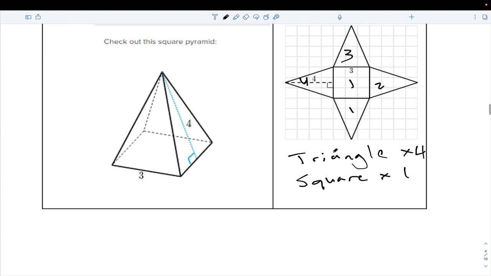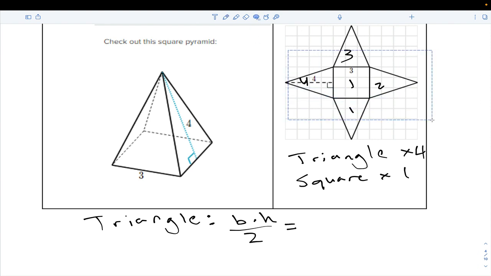Start out with your triangles. What's the formula for the area of a triangle? Riley? Base times height over 2. Base times height divided by 2 will work. And let's look at the base and the height of the triangle. They give me a height that's 4, but they don't show the base right here. Cooper, what would the base of this triangle be using the knowledge that I have with the square?